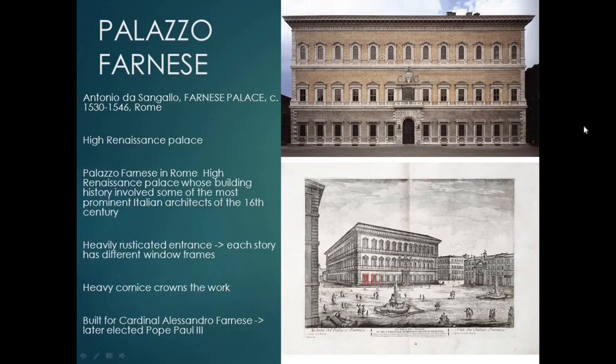So what else is special about Palazzo Farnese? It was built for Cardinal Alessandro Farnese, later elected Pope Paul III. From the point of view of architecture, we can see the heavily rusticated entrance, and each story has different window frames. We also see a heavy cornice that crowns this architectural piece.